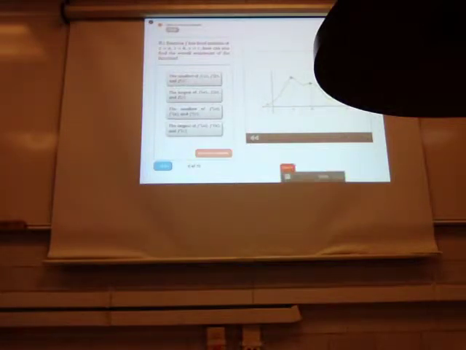Sí. To find the overall maximum, we want the point with the biggest y-coordinate. So what are the y-coordinates? Well, this y-coordinate is f of a. This y-coordinate is f of b. And this y-coordinate out here is f of c. So to find the overall maximum, we'd compare these three things and choose the biggest one.